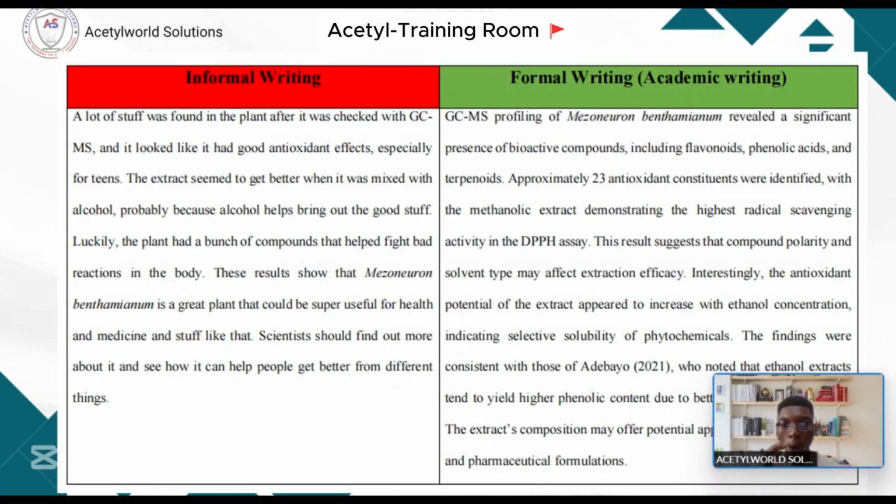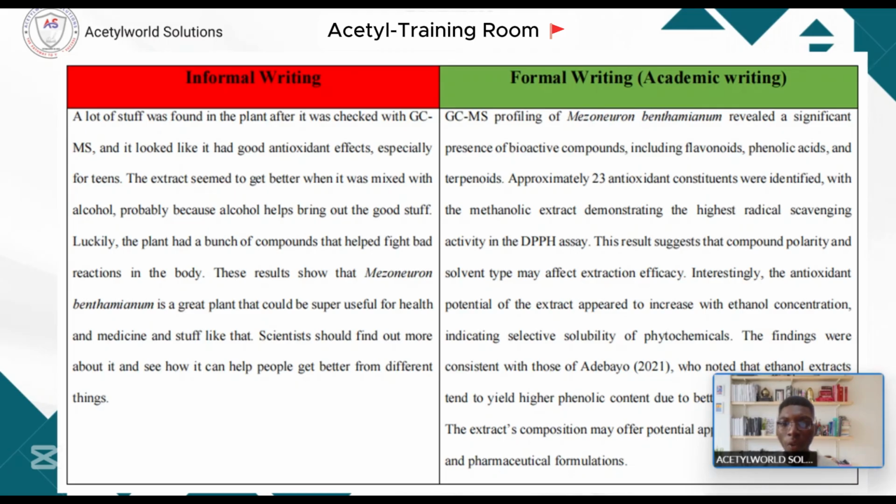So now, from what we've learned so far, I've been able to talk about how to maintain an academic tone and the difference between an academic tone and an informal or casual tone. So now look at what we've done so far. Come and look at the two now. Imagine somebody without knowledge of what an academic tone is or how to maintain an academic standard when writing a report. Now let's see the difference between this informal writing and this formal writing, which is academic writing.